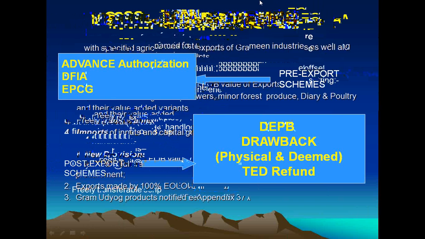So I have an advanced license obligation of 20 crores. I have a capital good obligation of 20 crores. So I have a combined obligation of 40 crores. But in reality, if you export only 20 crores, both your obligations run concurrently and get over. So you do not need to export 40 crores. You can export only 20 crores and your export obligation gets fulfilled. DPB is gone, so I'm not going to talk to you about this.